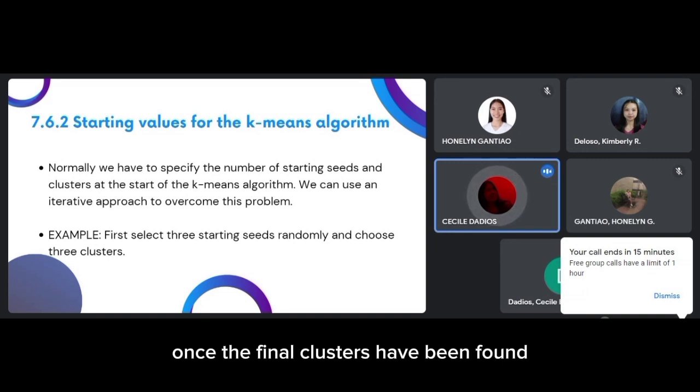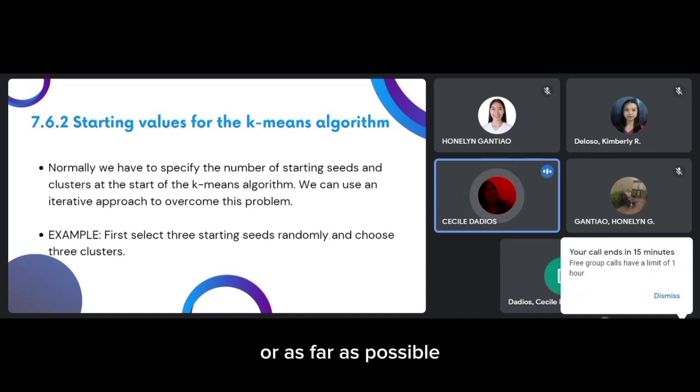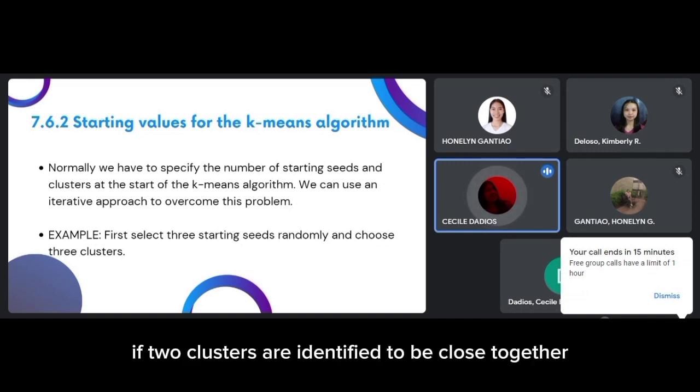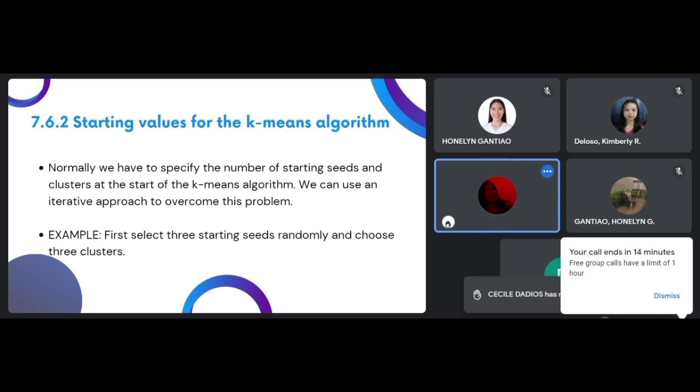Once the final clusters have been found, the process may be repeated several times with a different set of seeds. So we should select the seed records that are at maximum distance from each other, or as far as possible. If two clusters are identified to be close together during the iterative process, it is appropriate to merge them.